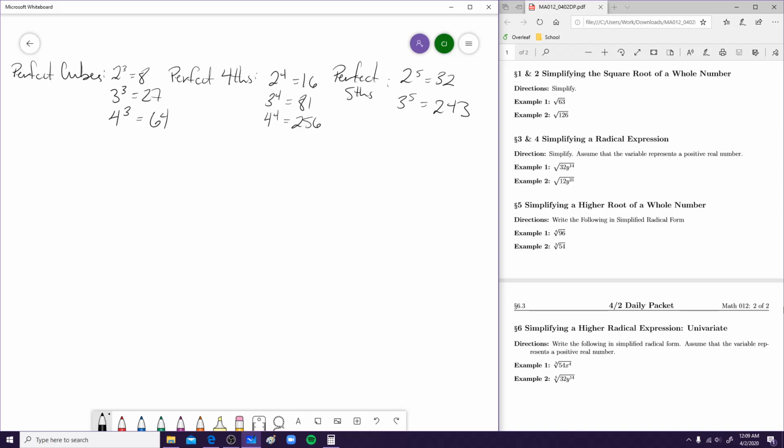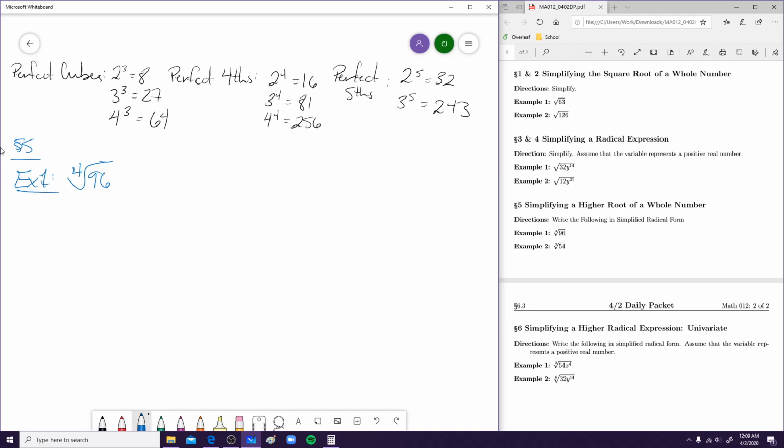Right. So now let's start with section 5, example 1. And our directions say write the following in simplified radical form. So we want to simplify the 4th root of 96. Just the same as square root, we want to do the same process.